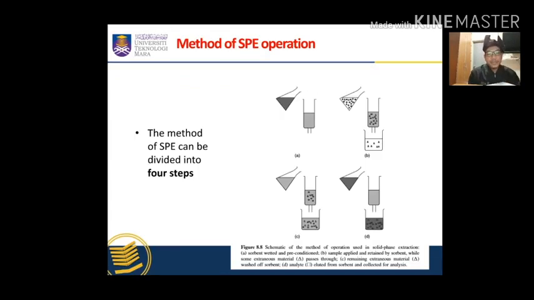Method of SPE operation, as I told you in the earlier slide. The method of SPE can be divided into four steps. A, the solvent is wetted and preconditioned. B, sample applied. Let's say you put a river water sample inside the SPE media, and the analyte of interest will be retained by the solvent while some extraneous material passes through. C, the remaining extraneous material is washed off. We don't want the extraneous material, we only want the analyte of interest. And finally, in step D, all the analyte is eluted from the solvent and collected for analysis.